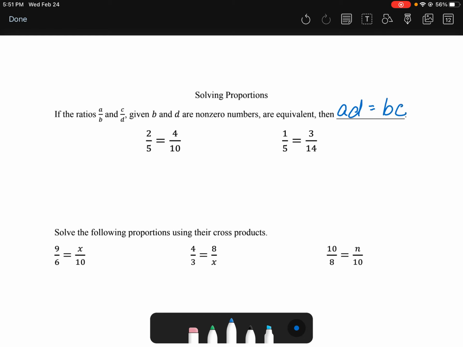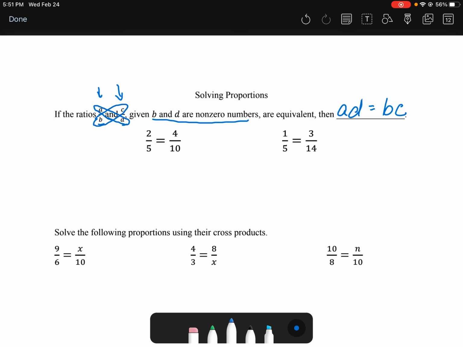So let's look at that again together. If I have two fractions, so I have this fraction here, and we know that our denominator cannot equal 0. If I multiply in this kind of cross action here, they should be equal to one another.